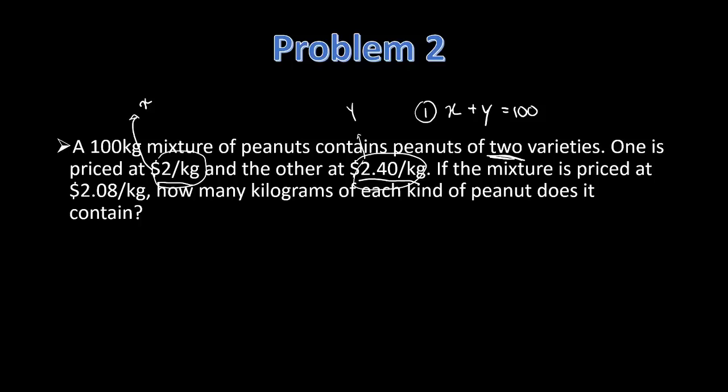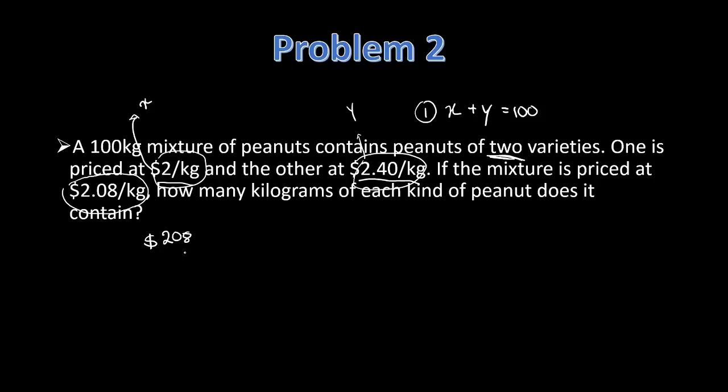One is priced at $2 per kilogram, the other is priced at $2.40. If the mixture is priced at $2.08 per kilogram, how many kilograms of each kind of peanut does it contain? Alright, so there's a 100 kilogram mixture priced at $2.08 per kilogram. Well, then the total price of the mixture is going to be $208, right? So if I'm looking back at the 100 kilograms, $2.08 per kilogram, it's $208 for the entire mixture.